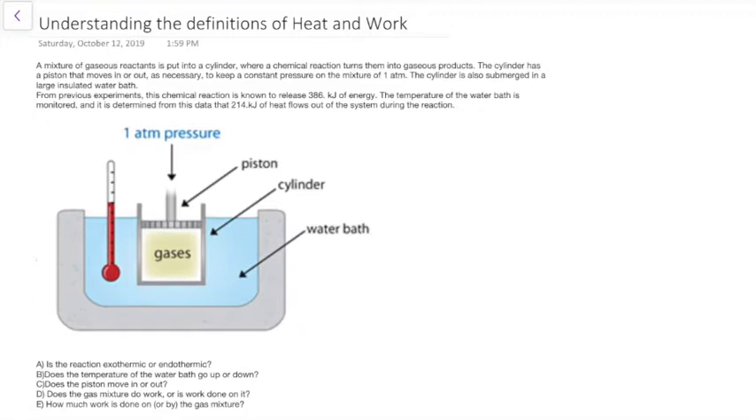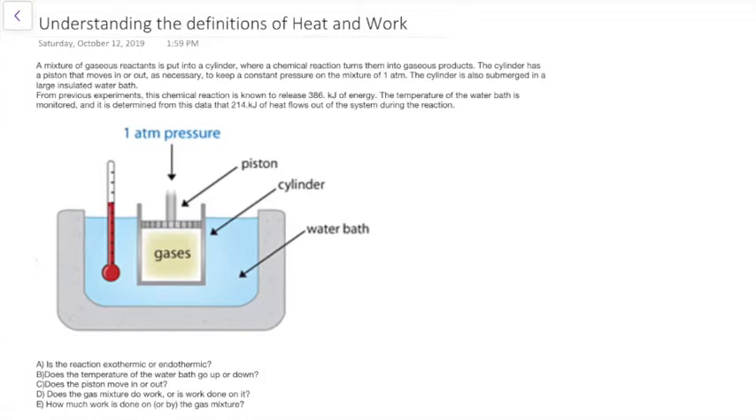So our question is, a mixture of gaseous reactants is put into a cylinder where a chemical reaction turns them into gaseous products. The cylinder has a piston that moves in or out as necessary to keep a constant pressure on the mixture of 1 atm. The cylinder is also submerged in a large insulated water bath. From previous experiments, this chemical reaction is known to release 386 kilojoules of energy. The temperature of the water bath is monitored, and it is determined from this data that 214 kilojoules of heat flows out of the system during the reaction.